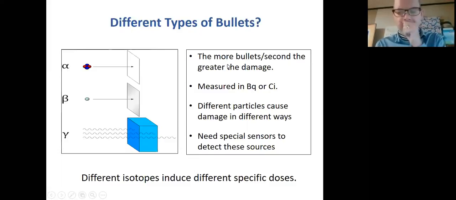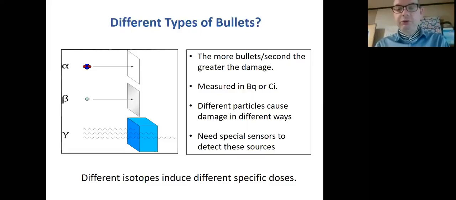Now, the more bullets you have, the more damage you have. It tends to be measured in what's called becquerels or curies. So becquerels is the number of decays per second, and curie is another unit. I think it's 3.7 times 10 to the 10 decays per second. This is how many decays you get from the particular isotope.